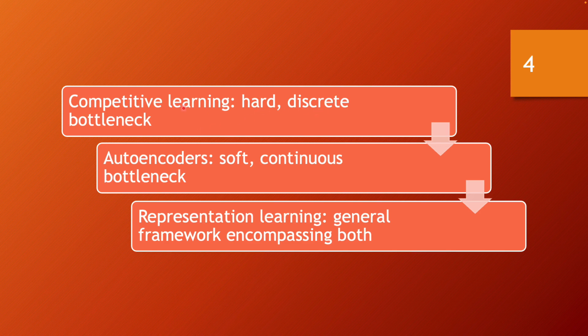So what we're going to focus on in this module is competitive learning, where the accent is on hard discrete bottleneck and representation through discrete latent variables. And then we will discuss autoencoders, where the idea is that these latent variables, the bottleneck, is in terms of soft assignments, continuous variables. And then we are going to widen this discussion in terms of representation learning, where we are going to discuss the general framework that encompasses both competitive learning and autoencoders, and the idea that you can do transfer learning and all kinds of other things based on representations that you learn separately from the models themselves.